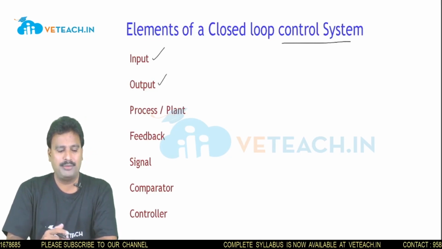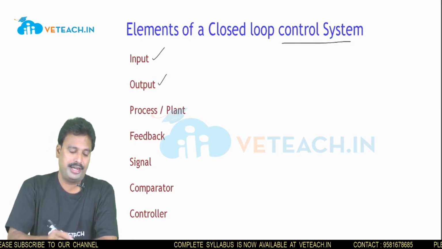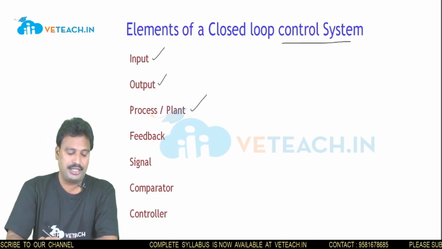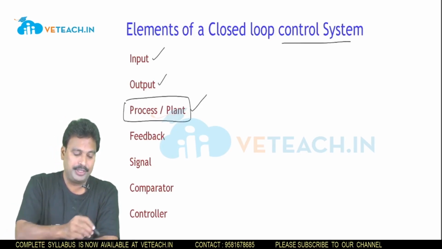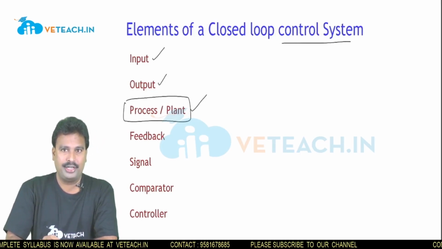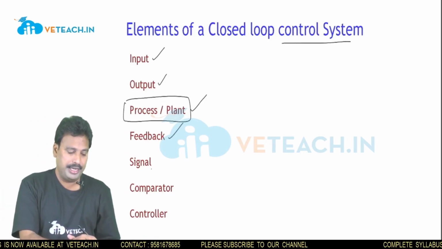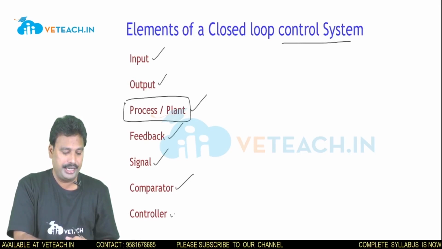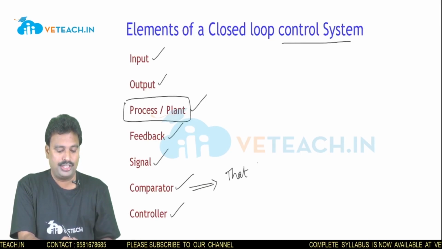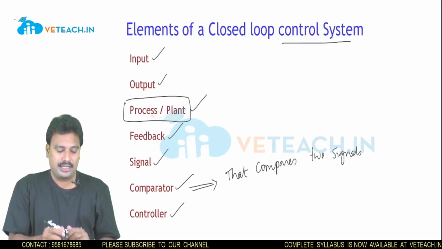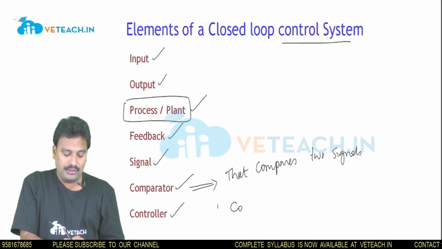Input and output are not the elements of a control system, but they are considered as elements of control system. And the major and foremost thing important in a control system is the process or plant. This process or plant is the component of the control system which is to be controlled. So feedback signal, comparator and controller. A comparator is a device that compares two signals. Controller is the component that controls the process.